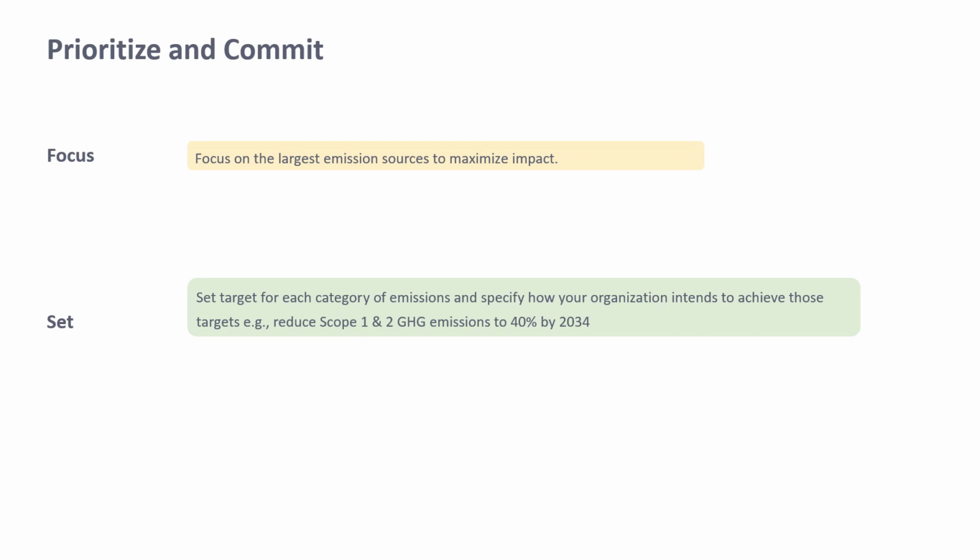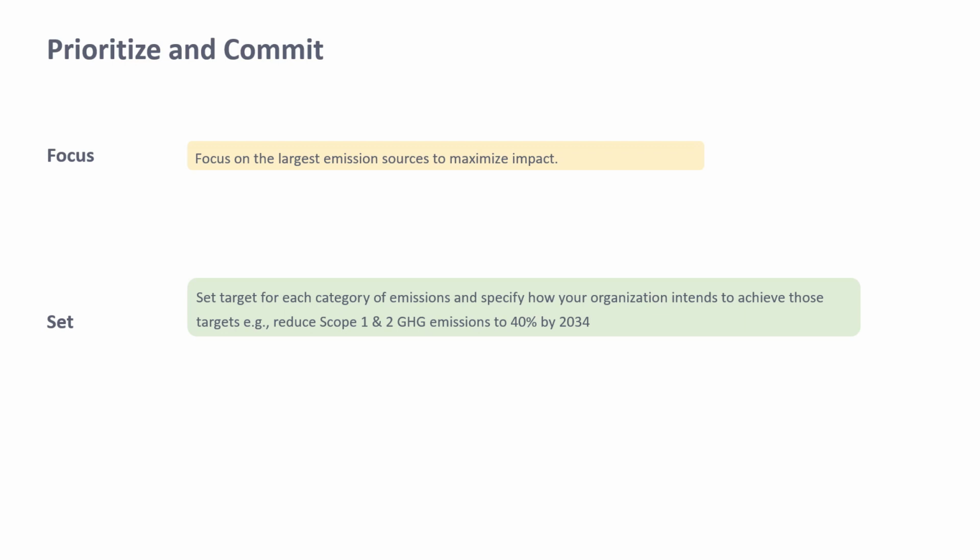It's also at that point you're able to set realistic targets within each of those emission categories and specify how your organization intends to achieve those targets. Examples of these intents, or these ways that you can achieve those targets, could be you can set a target like reducing your scope 1 and 2 GHG emissions by 40% in the next 10 years. It could be increasing your renewable energy sources from 20% to 50% in the next 5 years.